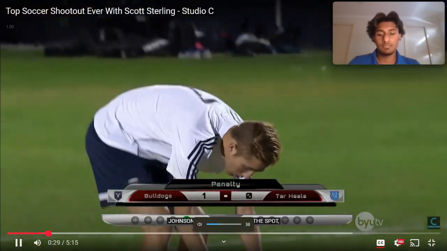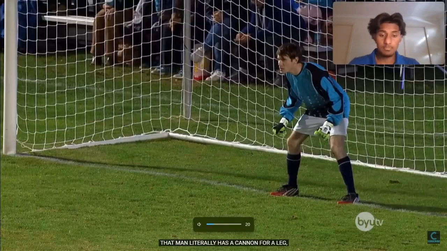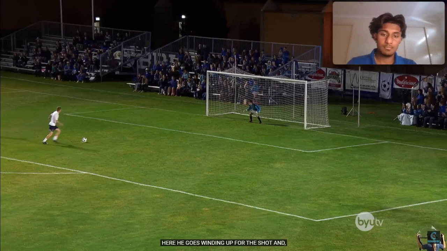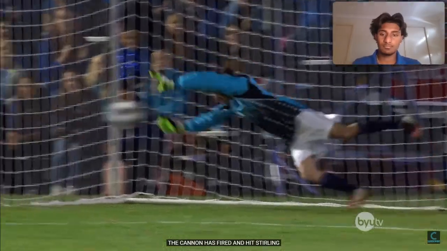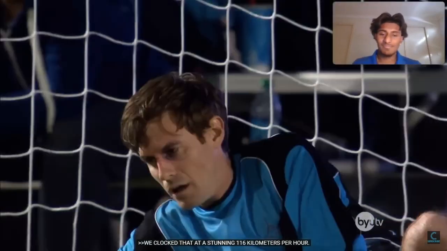Johnson places the ball on the spot, getting ready. That man literally has a cannon for legs. Here he goes, winding up for the shot, and oh! The cannon has fired and hit Sterling directly to the face. We clocked that at a stunning 116 kilometers per hour.